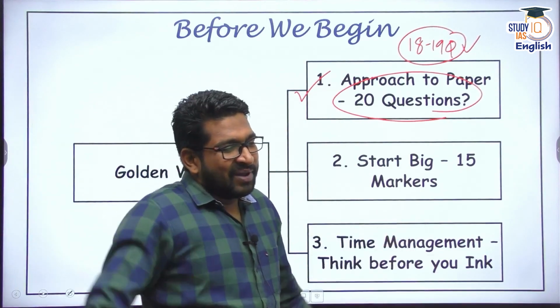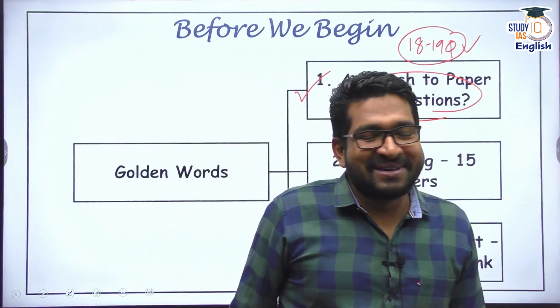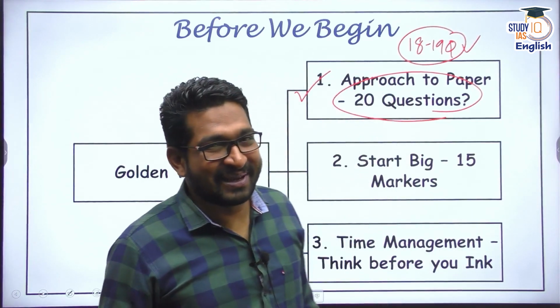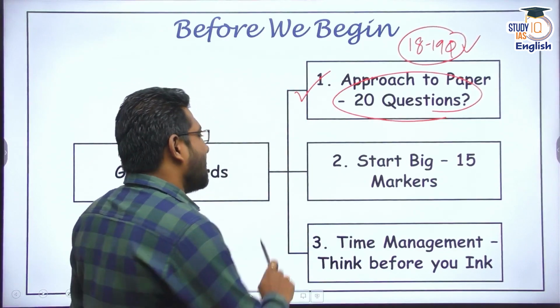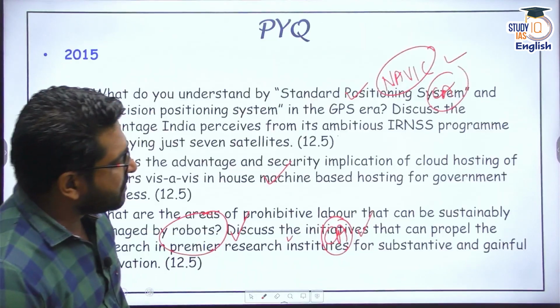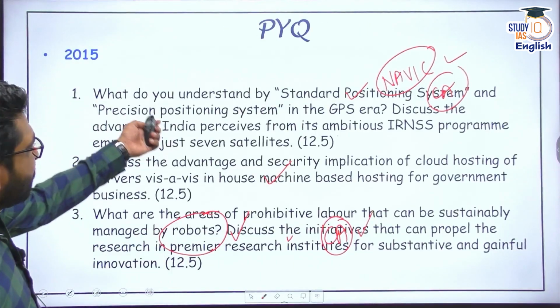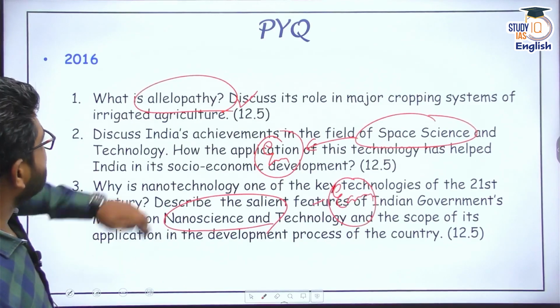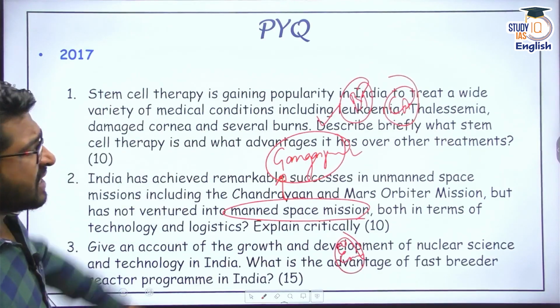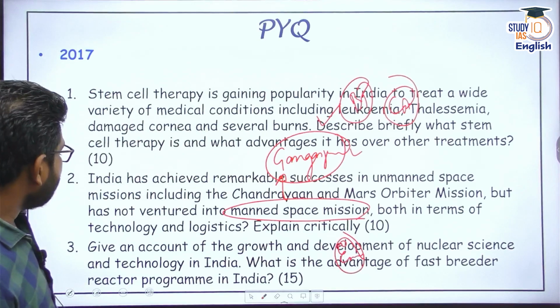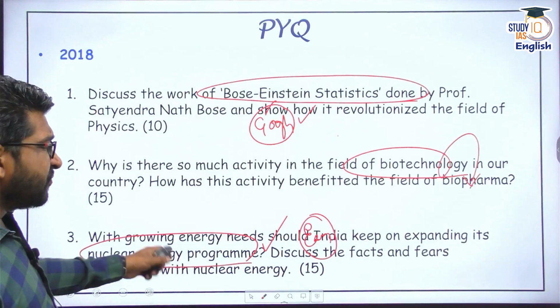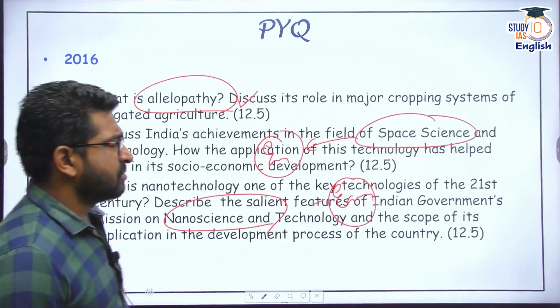You say, okay, fine, I'll write only 15 questions. That should not be the approach. Okay, clear? Now, the second thing is, start with 15 markers. You must have seen there are so many questions that we discussed. Before 2016, and from 2017, they have started this 10-15 model. You do know that. So focus more on 15 markers initially.